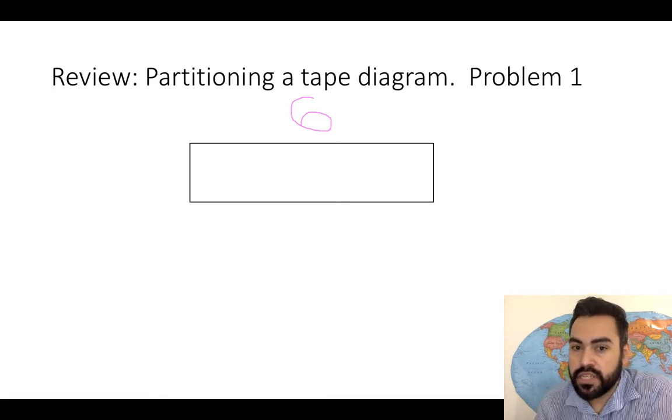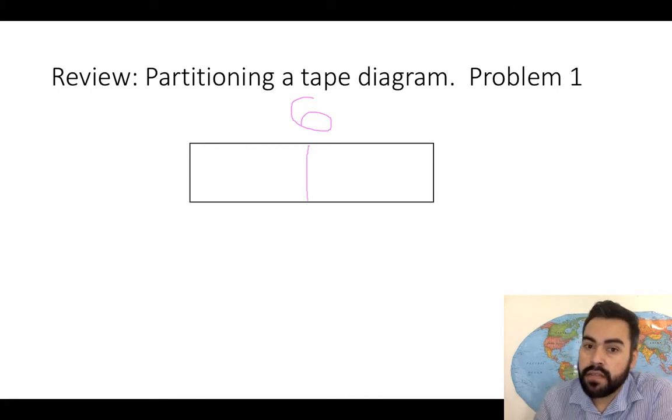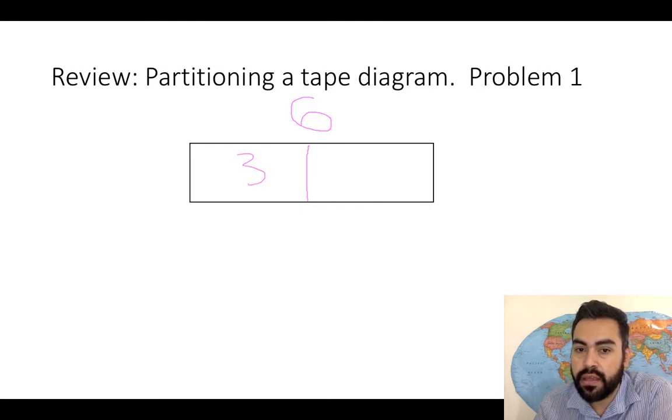I'd say partition this diagram in 2. To partition it means to divide in equal parts. So this side and this side need to be equal parts. Now, what does each side measure? Well, if it's 6 and I'm splitting it into 2 equal parts, that means 3 and 3 is the measurement of each partitioned side.